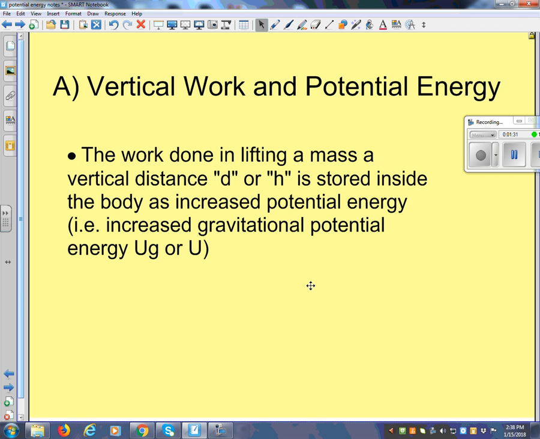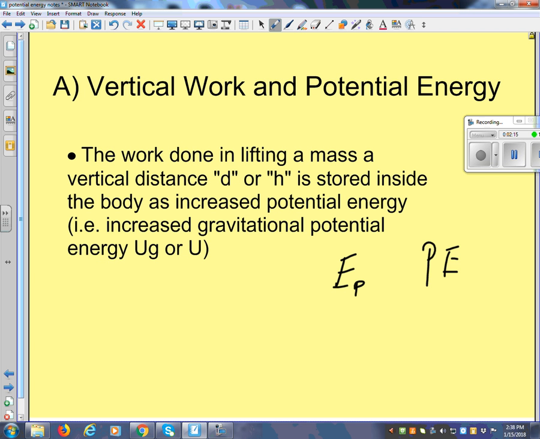The work done in lifting the mass at vertical distance d or h is stored inside the body as increased gravitational potential energy, sometimes known with the letter U. U is used for gravitational potential energy, or UG, U gravitational. I tend to use U because that's what I was taught. But if you prefer EP, energy potential, I am bilingual. Some textbooks also use PE, potential energy. So there's various ways of saying it.